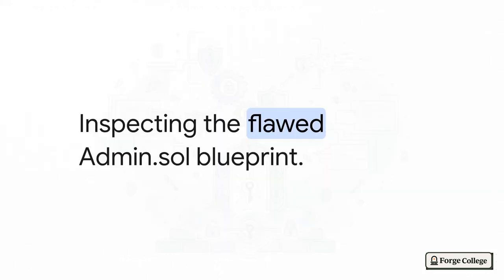Let's move from theory into practice. We're going to put on our detective hats and inspect a deliberately flawed contract called admin.sol. Now, this contract is supposed to manage a payout address and an emergency mode, but the blueprint is literally riddled with architectural mistakes. Our job is to spot the vulnerabilities before the bad actors do.